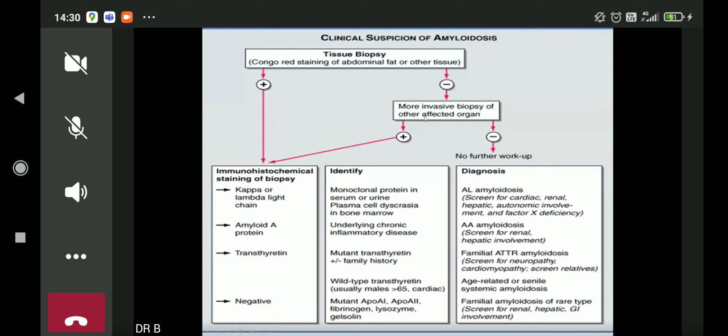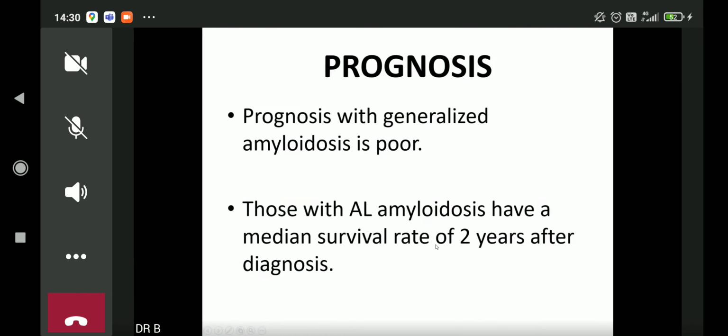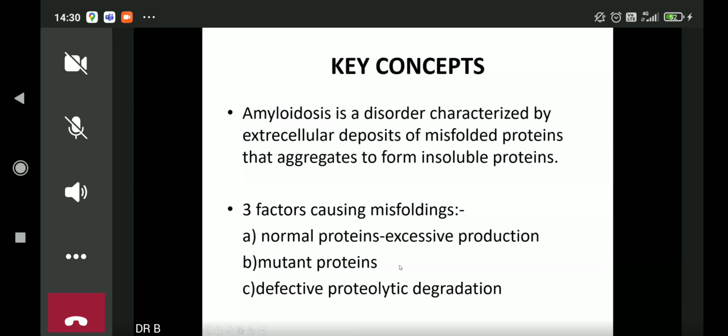If the invasive biopsy gives positive, then again you follow this chain of looking into which organ is involved and where it is depositing. So prognosis with generalized amyloidosis is poor. Those with AL amyloid have a median survival of 2 years after diagnosis. Quickly, we will just revise.